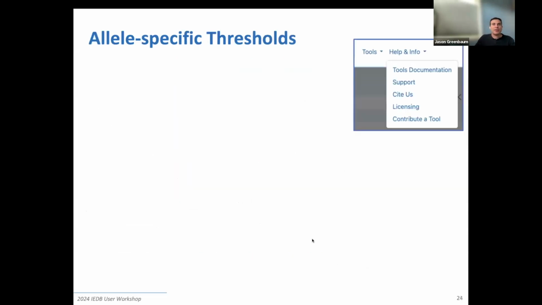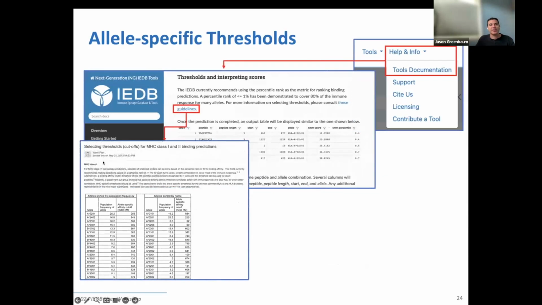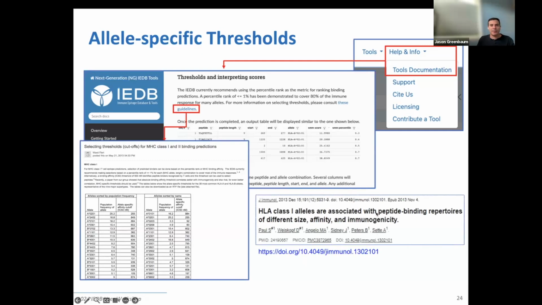And those allele-specific thresholds, you can find more about through the documentation, which also links out to a Zendesk article with a table of the various alleles and their recommended allele affinity cutoffs, which were derived from this paper here.